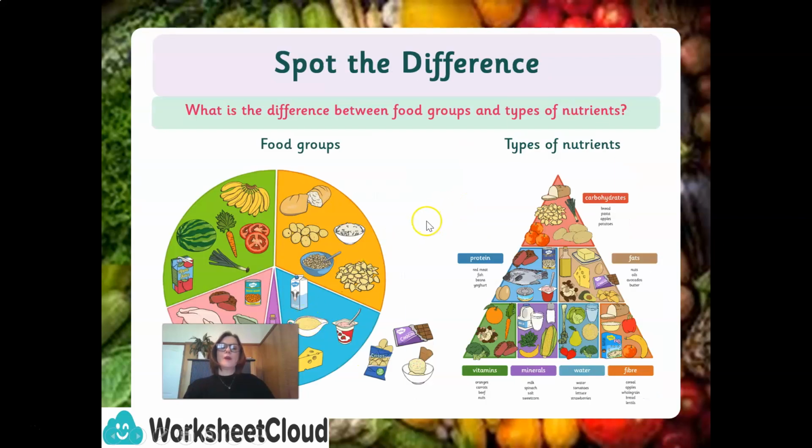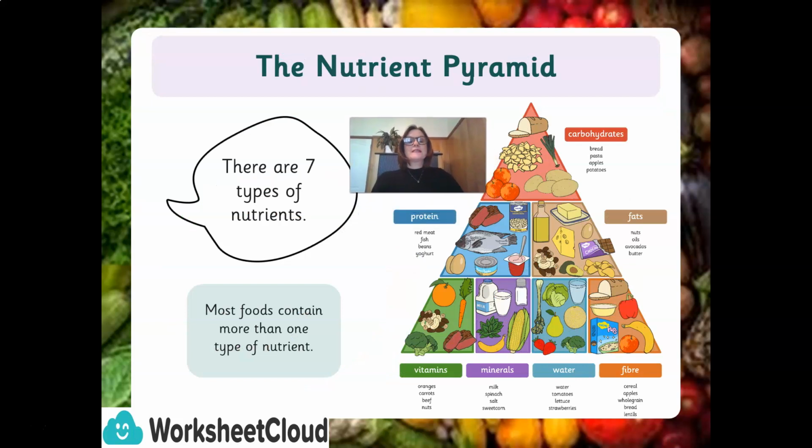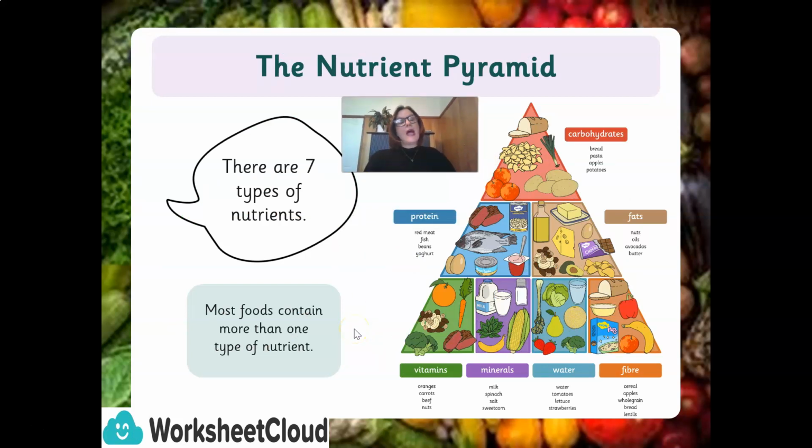Now, let's take a look. What is the difference between your food groups and your nutrients? So we have the nutrient pyramid over here, and we have our food groups over here. Now remember, I spoke about the 5 food groups earlier. We have our fruit and vegetables, our carbohydrates, our dairy, our fats and oil, and our proteins. And now we're going to take an in-depth look at the different types of nutrients from the nutrient pyramid. There are 7 types of nutrients, and most foods contain more than one type of nutrient.